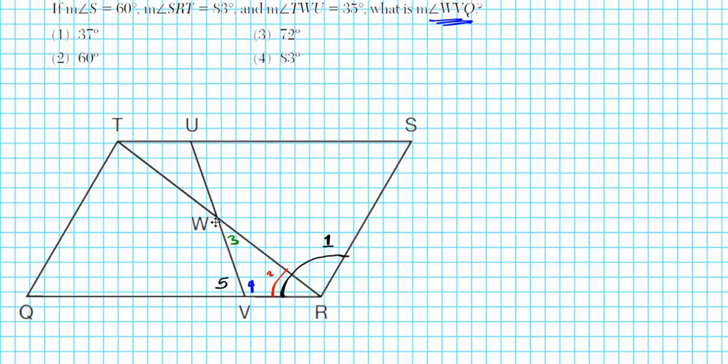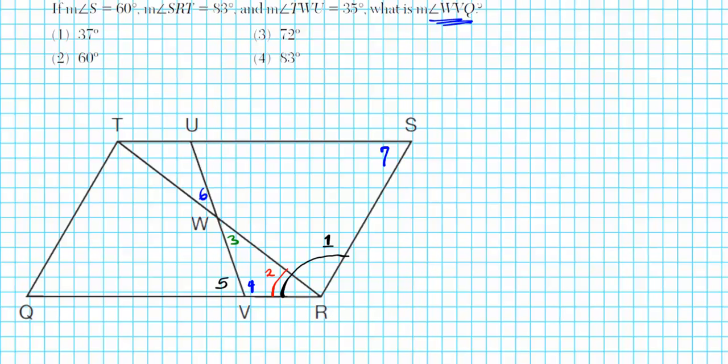And then we're provided with TWU. Let's call that angle 6. Okay. And then what other information did we have? Oh, we were given angle S, so let's call that 7. All right. The reason again I'm representing my angles with numbers is I want to make it easy to write, so I don't keep writing too many symbols. That takes a lot of time.